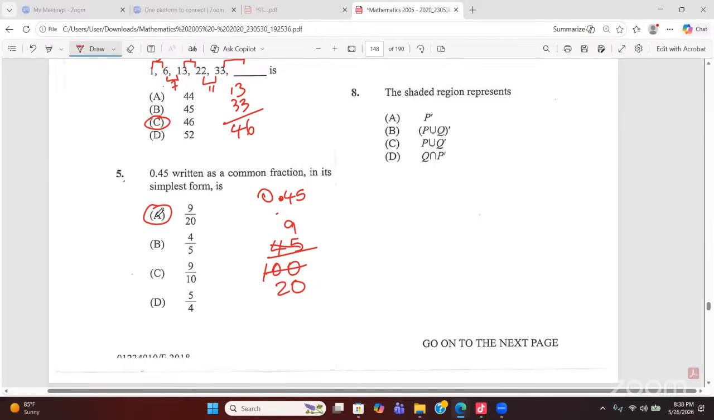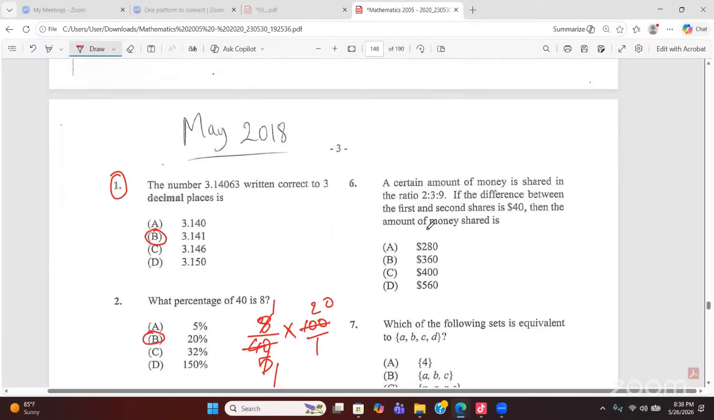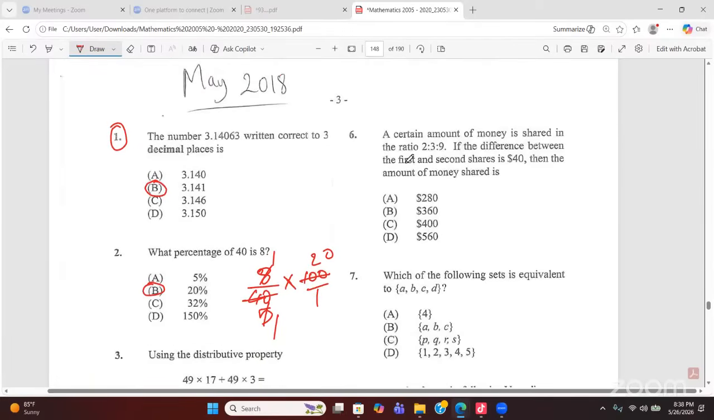Come on, man. All right, let's go for number 6. Number 6 says a certain amount of money is shared in the ratio 2 to 3 to 9. If the difference between the first and the second is 40, then the amount of money shared is what? This is a repeated question. We did it last night, but that is the exact question.